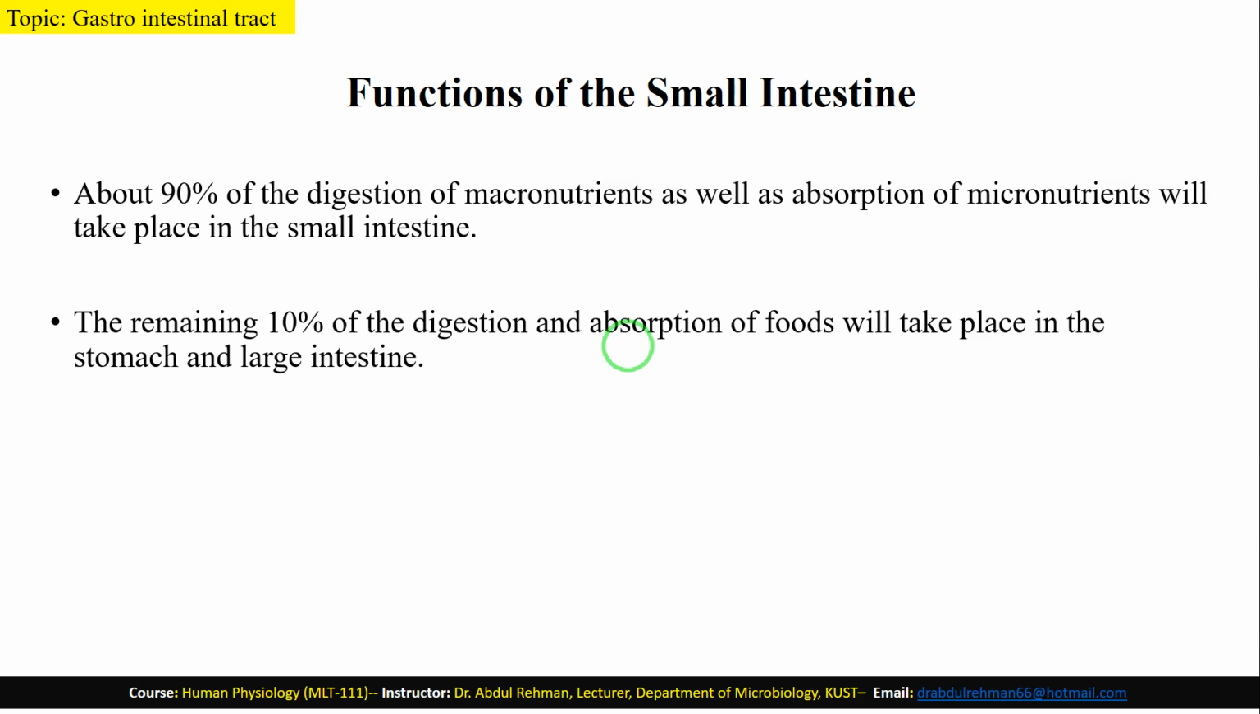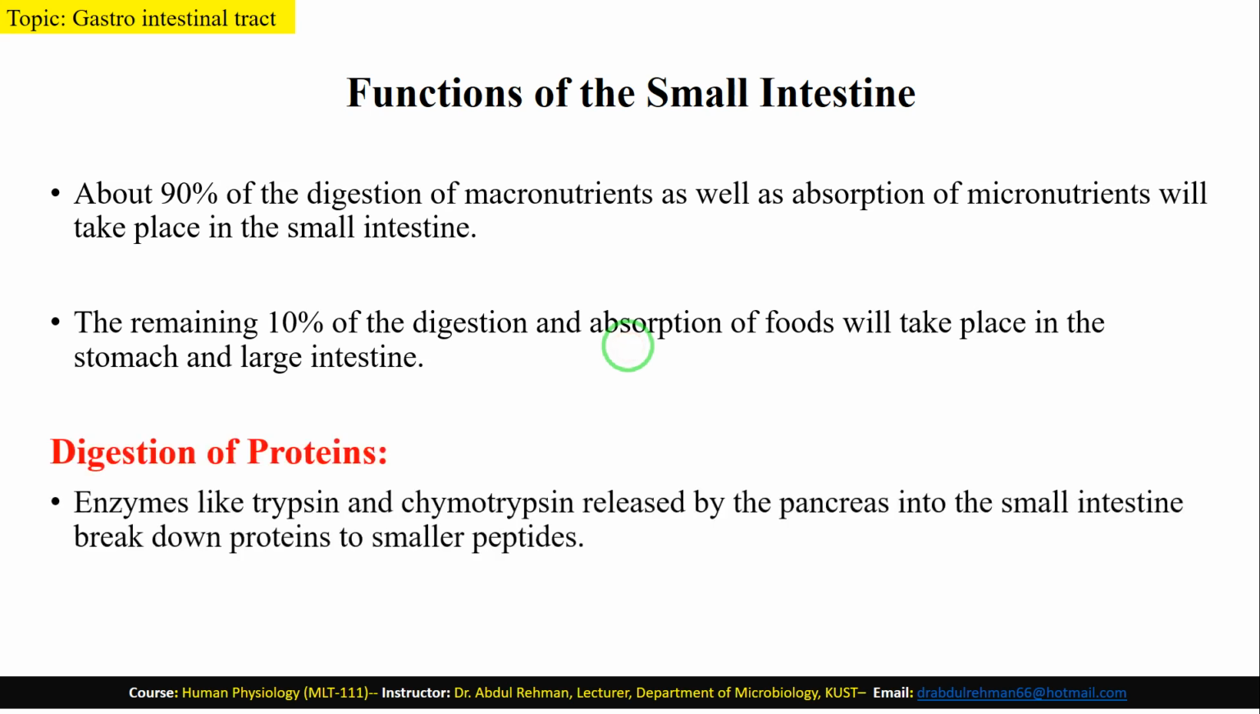So the small intestine plays a role in the digestion of these macromolecules. In the case of proteins, the enzymes trypsin and chymotrypsin are released from the pancreas into the small intestine, where they convert the complex proteins into simple peptides like amino acids.